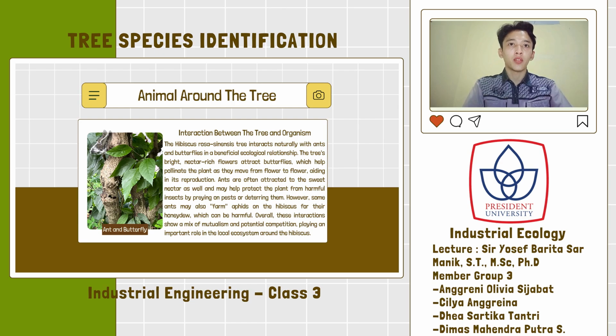Aiding its reproduction, ants are often attracted to the sweet nectar as well and may help protect the plant from harmful insects. However, some ants may also farm aphids on the hibiscus for their honeydew, which can be harmful. Overall, these interactions show a mix of mutualism and potential competition playing an important role in the local ecosystem around the hibiscus.